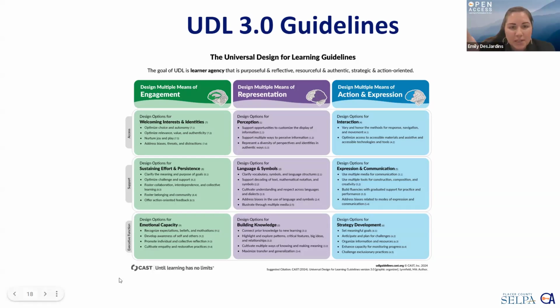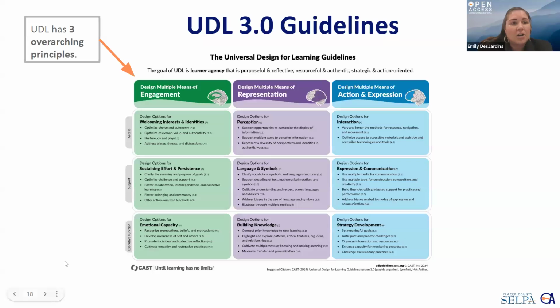So, as Fred was talking about, the neuroscience behind UDL is really this, and it sounds really basic, right? In order for us to learn, we need to be engaged, we need to be able to perceive, and we need to be able to show our understanding. And so the guidelines are divided up into these three overarching principles. And the idea is that because all of us learn differently, there's going to need to be a variety of ways that we allow for our learners to engage, perceive, and show what they know. And so this is divided up into designing multiple means of engagement, representation, and action and expression.